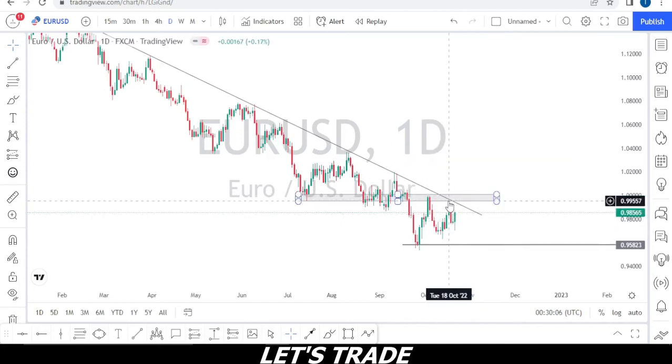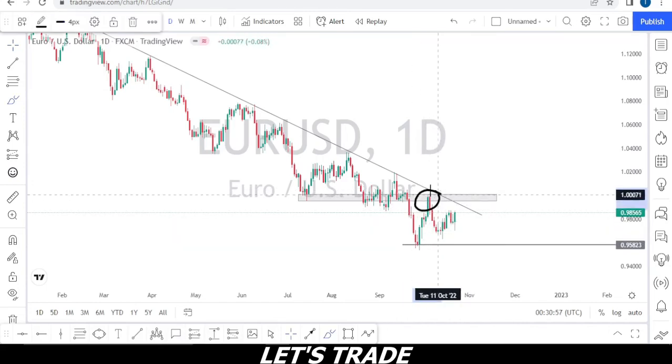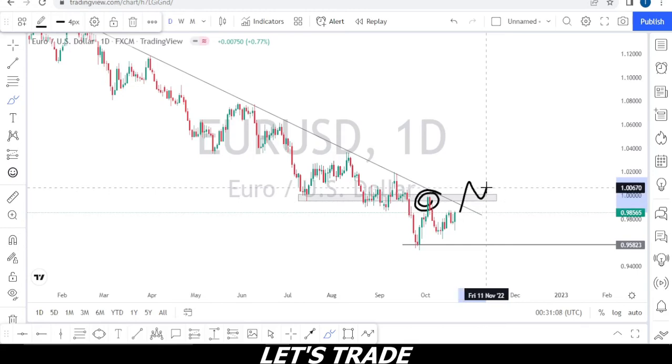Now yes, we might come here, maybe create a double top and collapse, but for now, with this higher low that I'm seeing here, I will only look for buying opportunities when we break above this market structure. And for that to happen, which means we'll break above the counter trend line, then I'll look for some kind of pullback, then buying pressure, before I start looking for buying opportunities on the euro dollar.